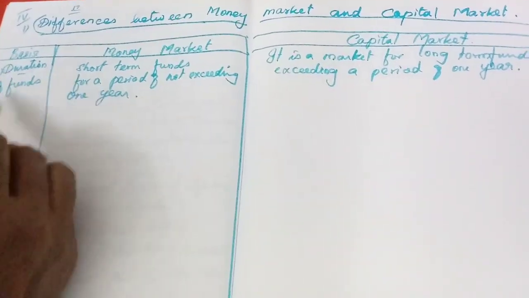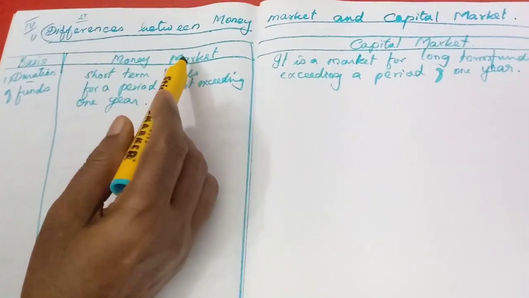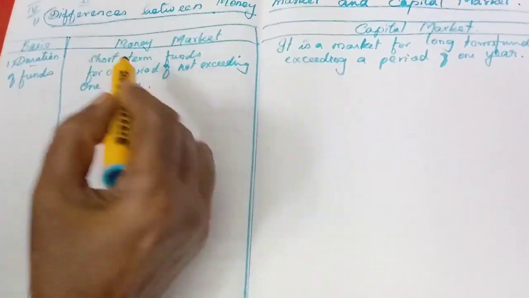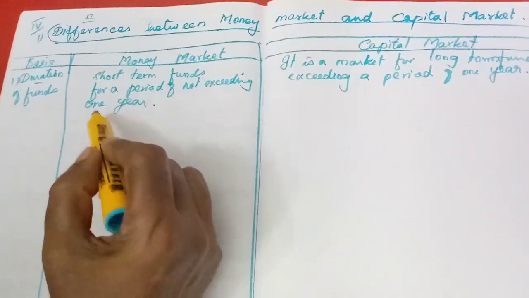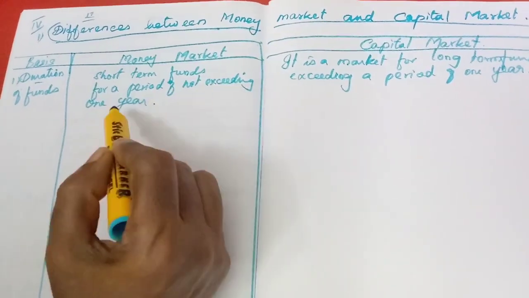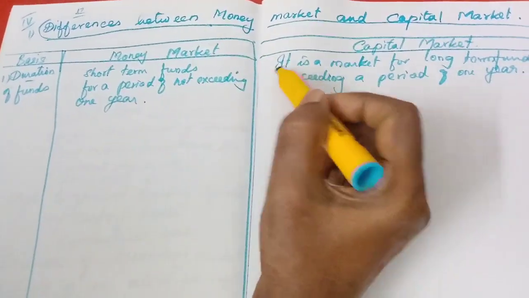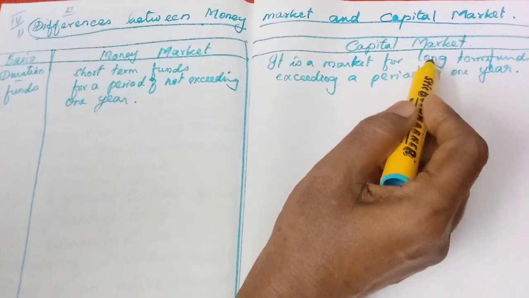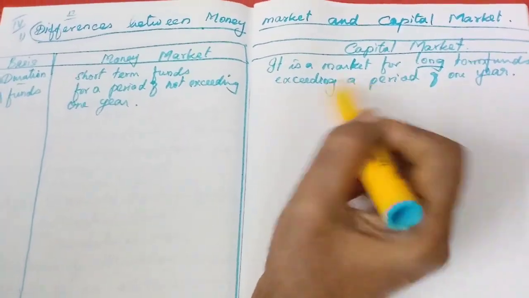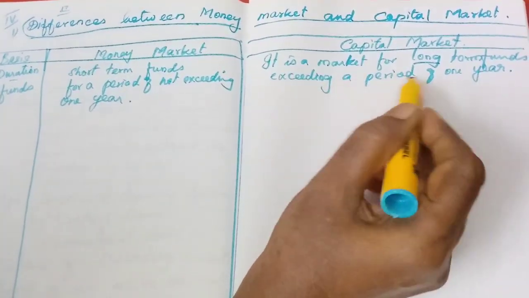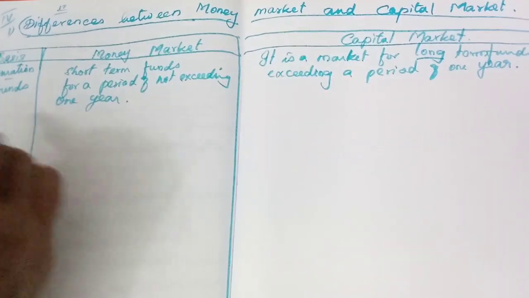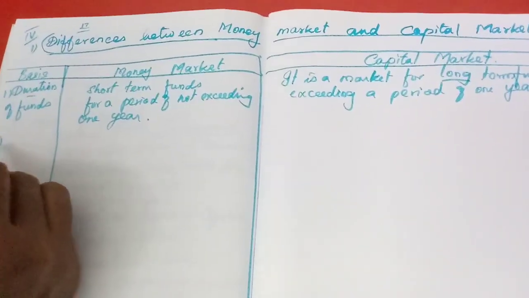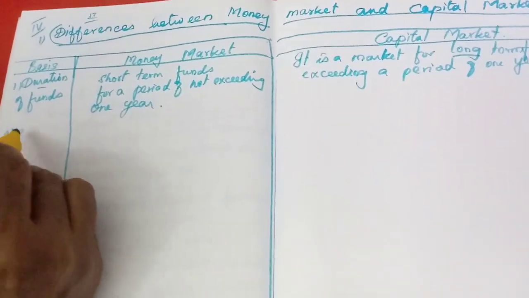So first one, duration of funds. Money market is a market for short term funds for a period of not exceeding 1 year. Capital market is a market for long term funds for a period exceeding 1 year. Understood the first point. Second point is supply of funds.